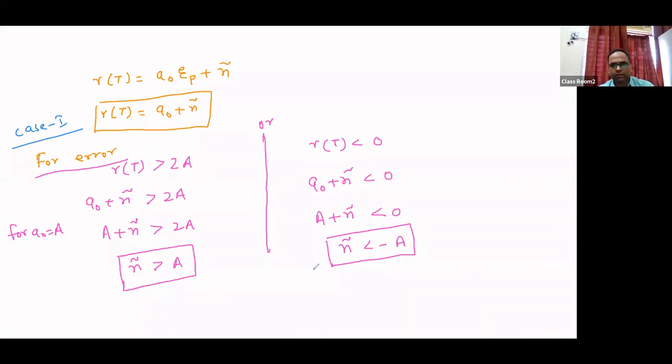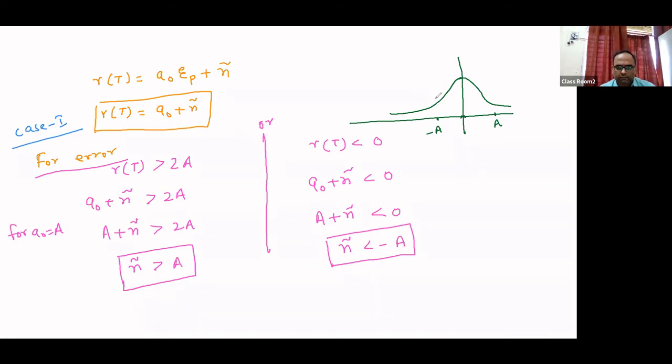White Gaussian noise. So if you draw the PDF for noise, because it is a Gaussian signal, the PDF should be like this. This is the PDF of n tilde. And now, if you see the values of a and minus a, for example, here you have the value of a, and here you have the value of minus a, right?